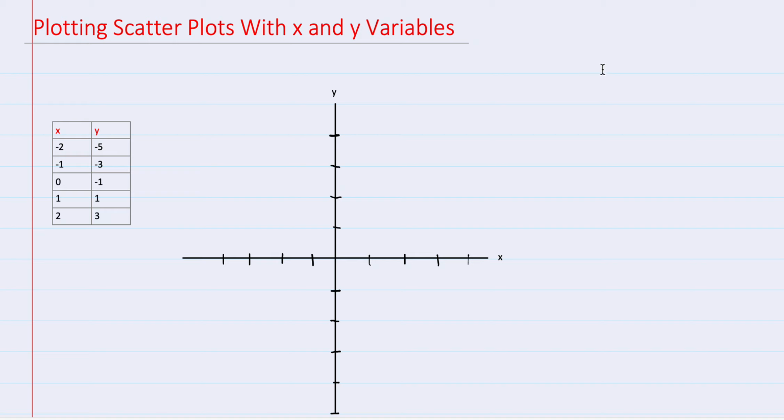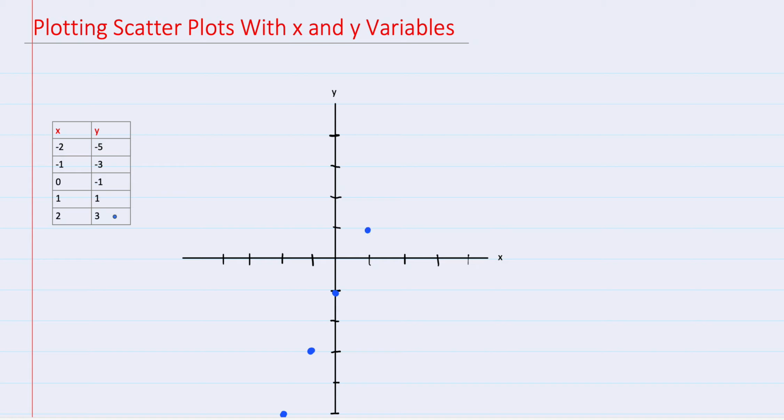In order to do that, you need to be able to plot with two variables, and we were doing this last term with our x and our y variables here. So we can easily plot this quite straightforward. So if our x is -2 in this situation, our y is -5. So x is -2, y is -5, x is -1, y is -3, x is 0, y is -1. You can see that we're getting a linear relationship here. X is 1, y is 1.